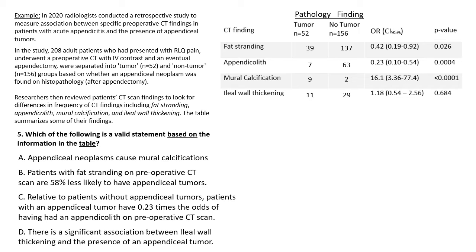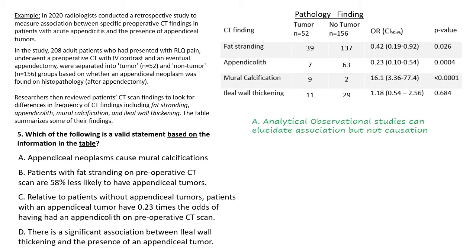Alright, now let's have a go at interpreting the results. Question 5. Which of the following is a valid statement based on the information in the table? Answer choice A. Appendiceal neoplasms cause mural calcifications. So this may be true, and the table does show a statistically significant association between mural calcification and the presence of an appendiceal tumor. However, observational studies, like this one, cannot be used to support a claim of causality.